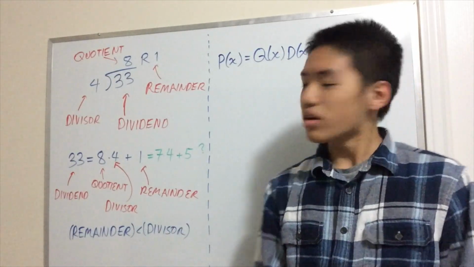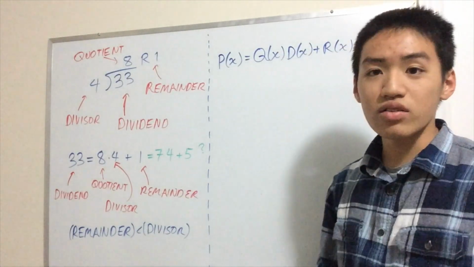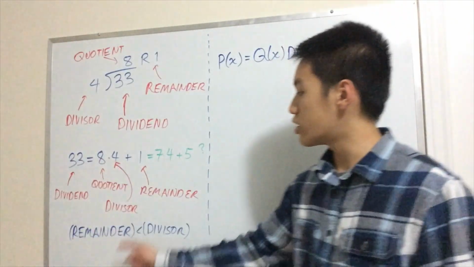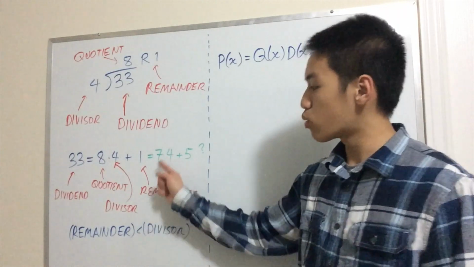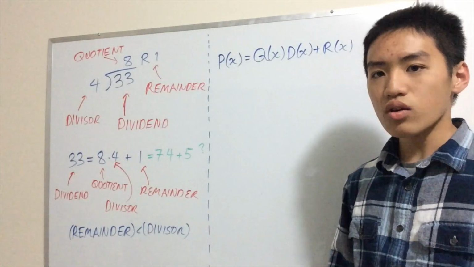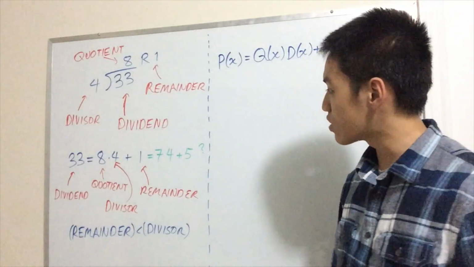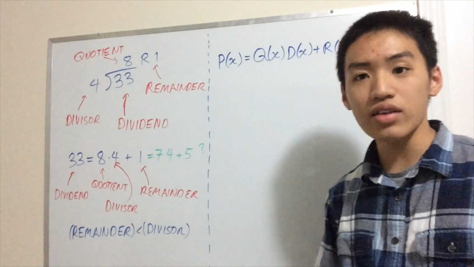And you might question me, because here's a counterexample. What about 7 times 4 plus 5? That is indeed 33. It indeed has this divisor, this quotient, this remainder. So we need to add another restriction. We need to say that the remainder is less than the divisor.